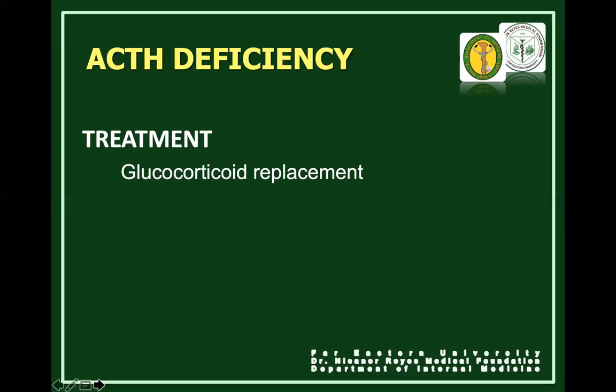Now, glucocorticoid replacement would be easier. It's oral. You usually just take it once a day, or sometimes you can give it twice a day. If you want to follow the circadian rhythm, you can use hydrocortisone, a higher dose in the morning and a smaller dose in the afternoon. However, here in the Philippines, we have prednisone that is widely used, and you usually give it just once a day.